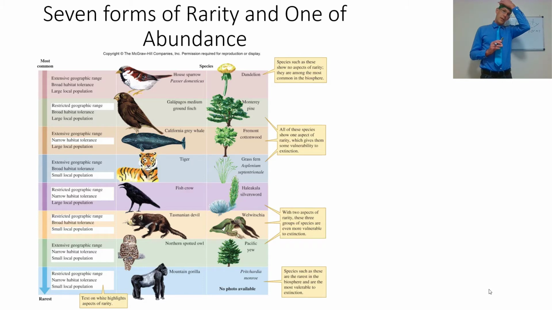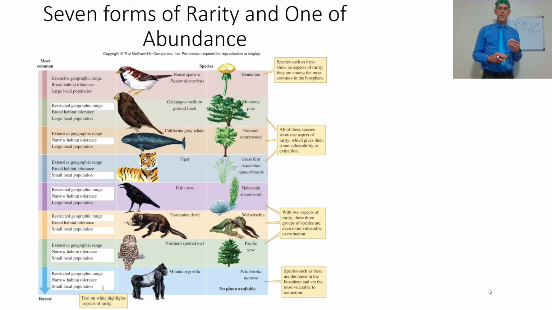You can be common only if you have all 3 in the positive way. You're uncommon if you have 1 or 2 in the negative range, and really rare if you have all 3 in the negative range. So mountain gorillas are very rare.